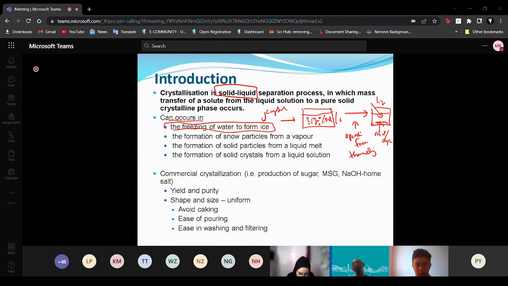Crystal. Okay, ice to crystal. Kalau you tengok under microscope, you can see the structure of that crystal. Okay, or the formation. Ni paling simple lah, nak tahu. You want to know the phenomena, how this crystal formation occur. So the formation of snow particle from a vapor.